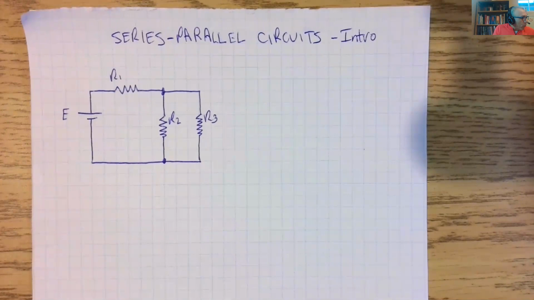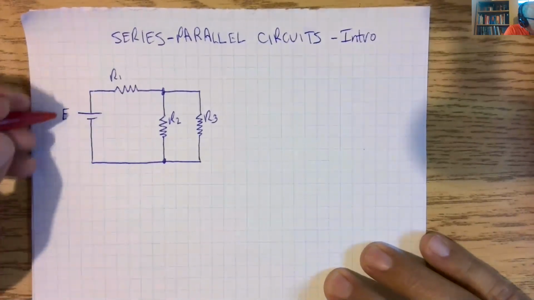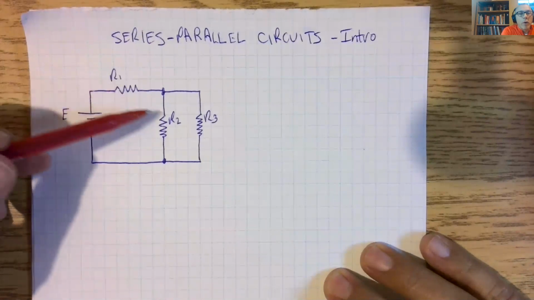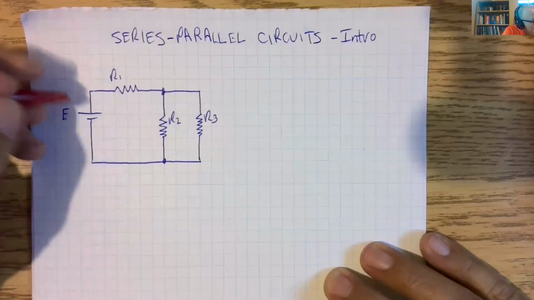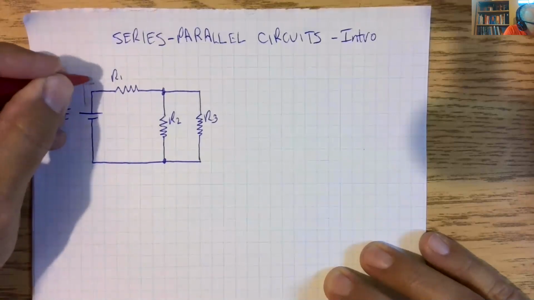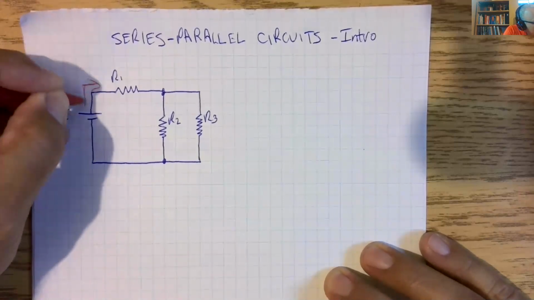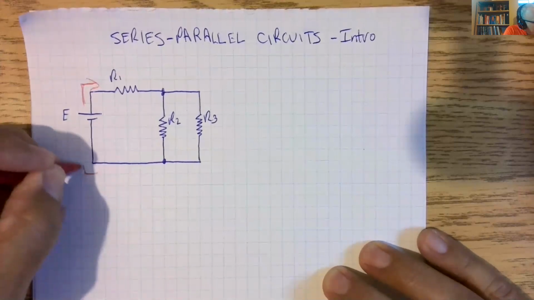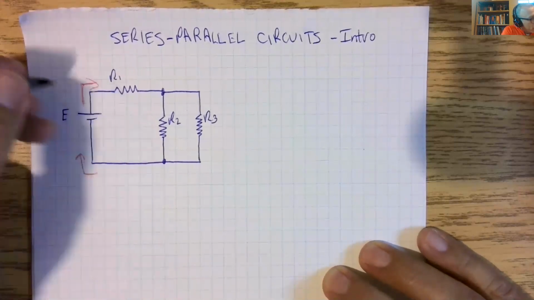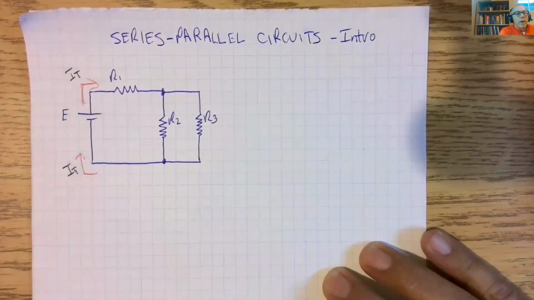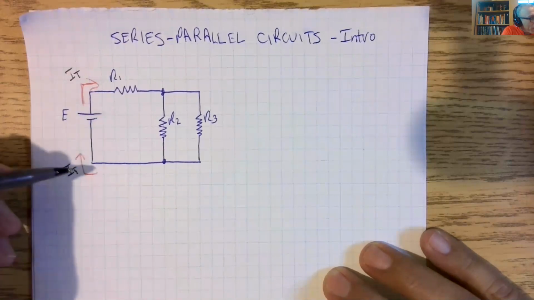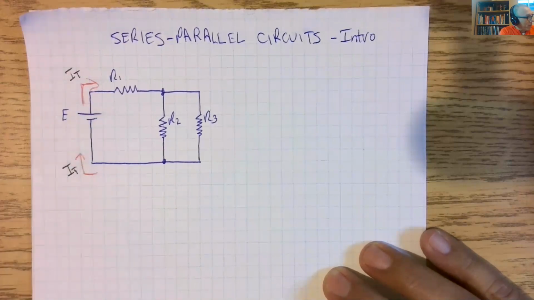Okay, so we're going to start off by following the current in this circuit. So what we have here is R1, R2, and R3 and E. So as always, IT leaves our power supply and comes back. That is always IT in any circuit. The current leaving the power supply and the current coming back to the power supply is IT.